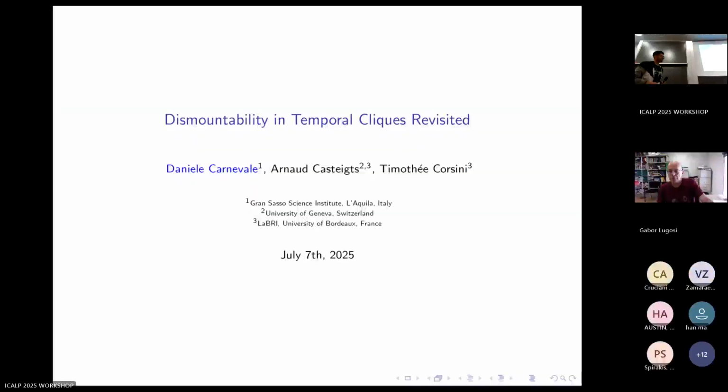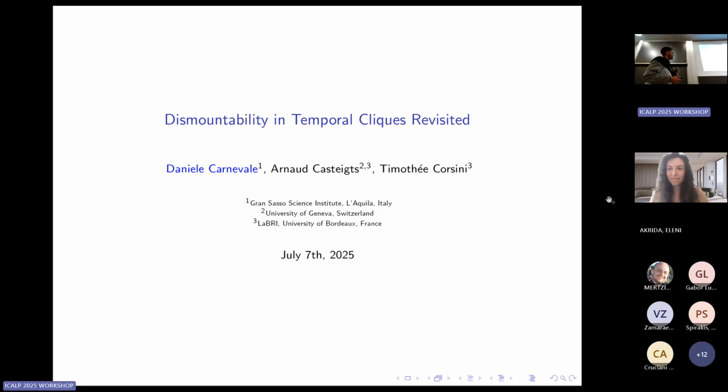I hope I'm pronouncing this correctly, and it is on dismountability in temporal cliques revisited. Thank you. So I will talk about dismountability in temporal cliques. This is a joint work with Nocaste and Timothy Corsini. And I will start from the definition of temporal graphs.